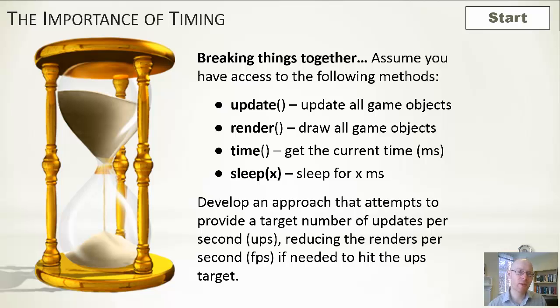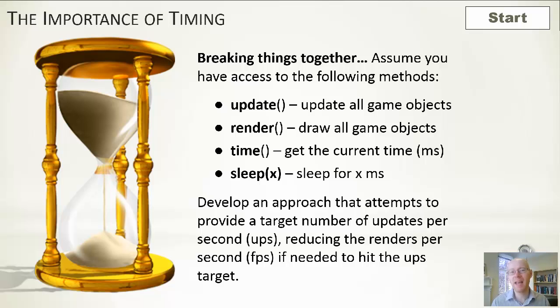Let's assume we have a method called update. If we call that method, it'll update all of the game objects that are relevant for that particular frame. We have render. We assume if we call that, it'll draw the relevant frame. So effectively, one call to update is different from one call to draw. The other two then get into this notion of being able to control things.